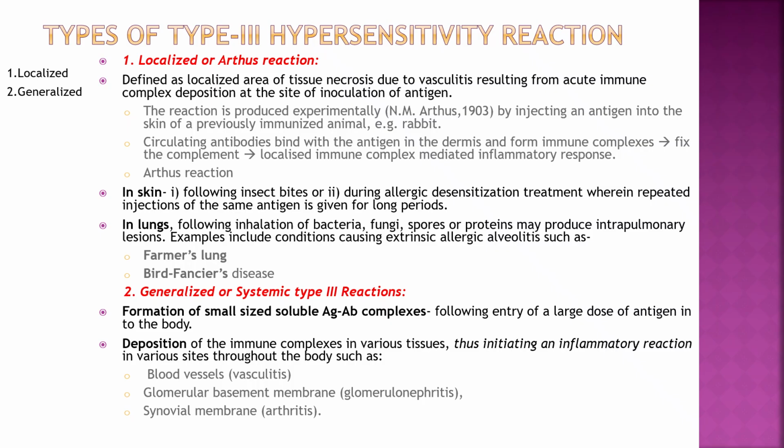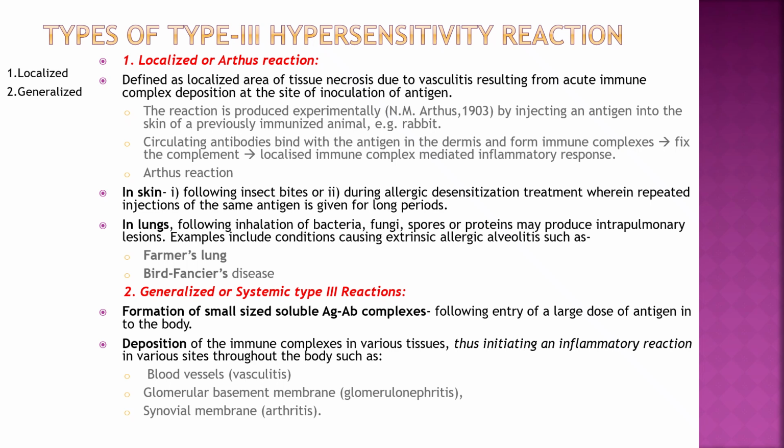It occurs in the skin following an insect bite or during allergic desensitization treatment, wherein repeated injections of the same antigen are given for long periods. In the lungs, following inhalation of bacteria, fungal spores or proteins, it may produce intrapulmonary lesions. Examples include conditions causing extrinsic allergic alveolitis such as farmer's lung or bird fancier's disease.